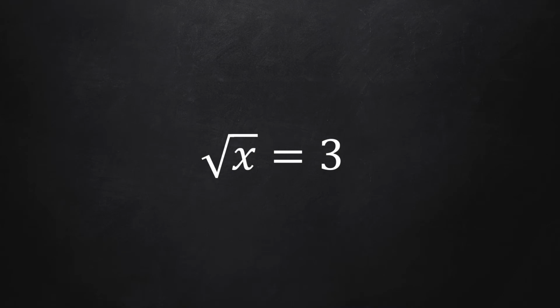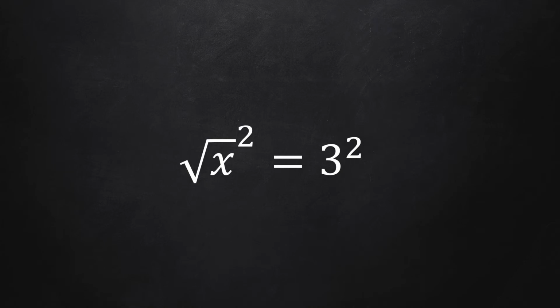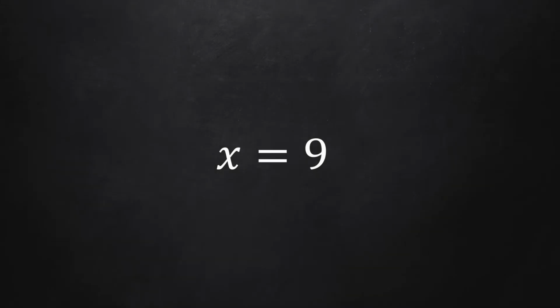On the flip side, we could square both sides when x is under a square root. We see that x equals 9.